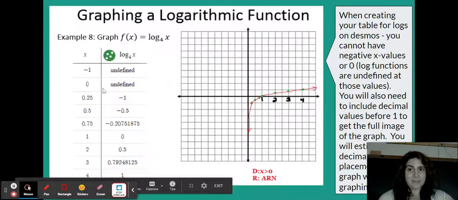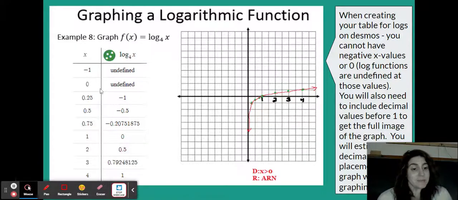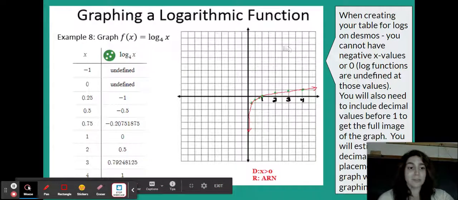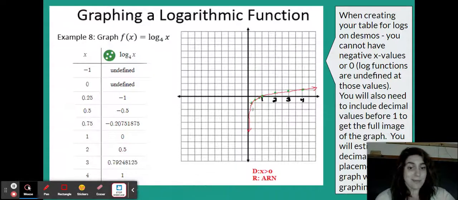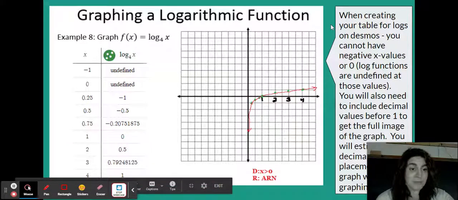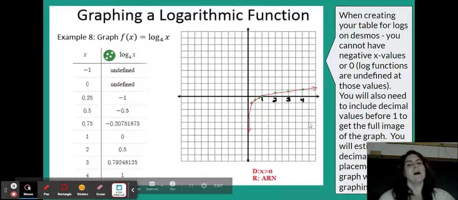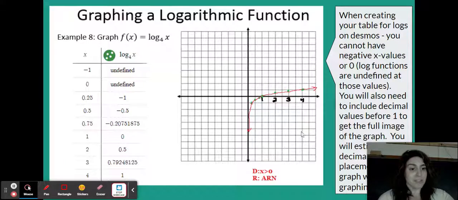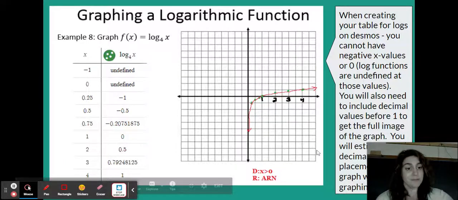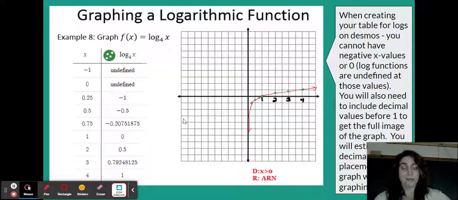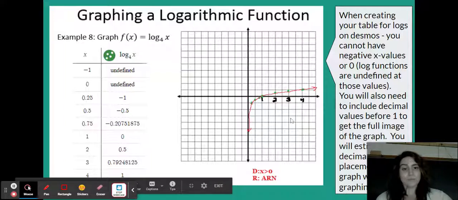And I can see in my table as 0 is undefined. So it can't equal 0. It has to be everything bigger than 0. I'm not going to have a negative on my x value. And then lastly, your range can be all real numbers. I can end up with any number in the negatives of the y's all the way to the positive of the y's in a log function. Okay, so again, we'll be going through all of this in class together. We're going to use Desmos a lot, the Desmos graphing calculator, to help us with simplifying and graphing.